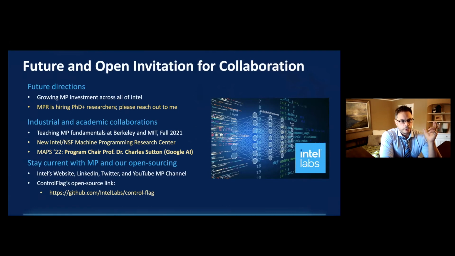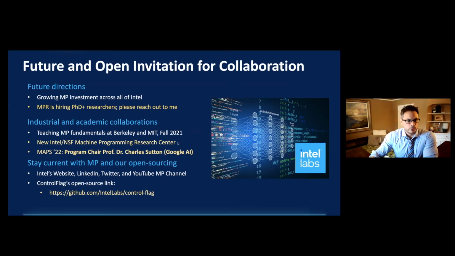And we're doing a whole bunch of things. So first of all, we're growing out MPR, and we're growing out machine programming across the company. If you're interested in machine programming, please feel free to contact me directly. In our group, we're looking for excited PhDs and beyond. We also, as has been mentioned, have a bunch of industrial and academic collaborations.